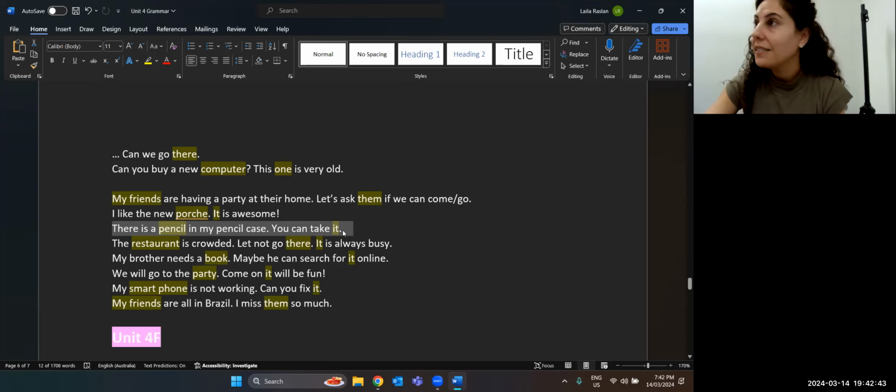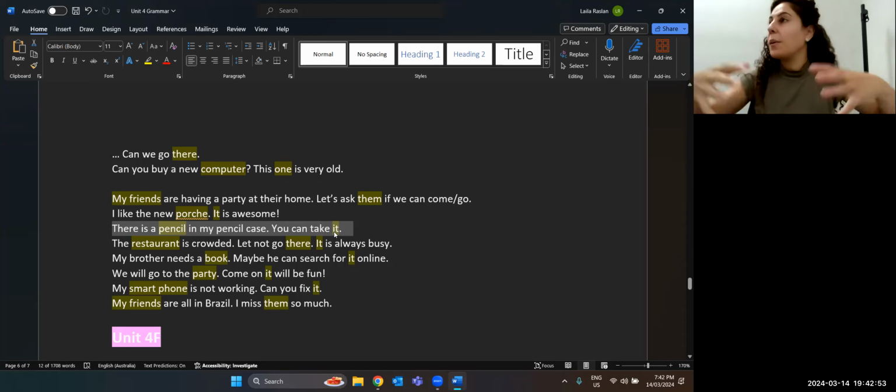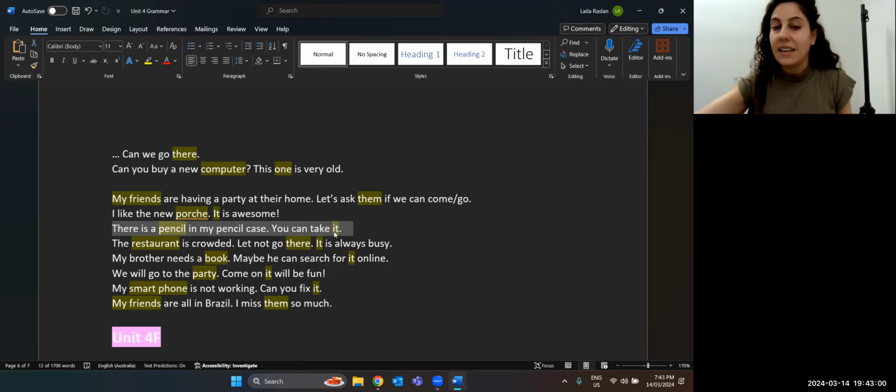You can take one. If I said there are some pencils in my pencil case, you can take one. So I must say at first that there are many, you can take one, because one is just one. I have many, but you can take one. But the beginning must be: there are many pencils, or there are some pencils in my pencil case. You can take one. Good, because you remembered this rule.